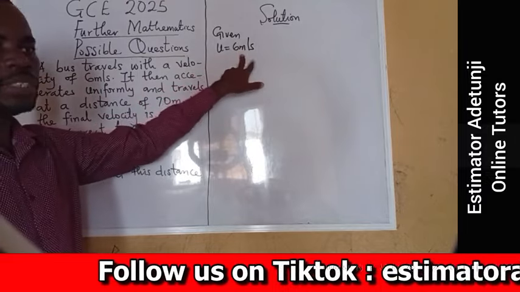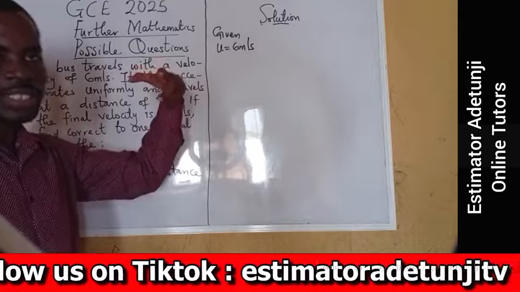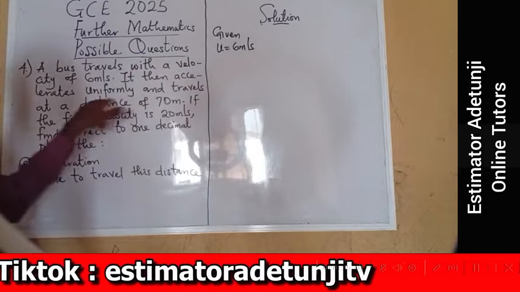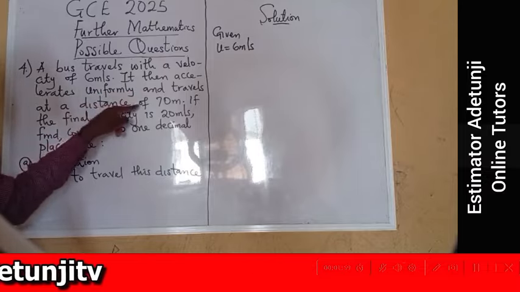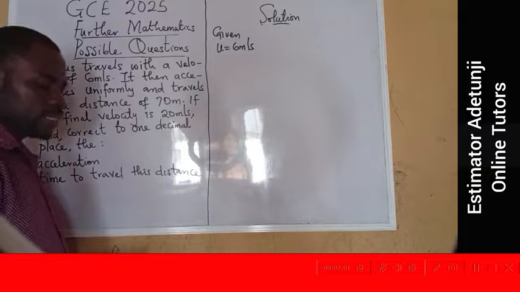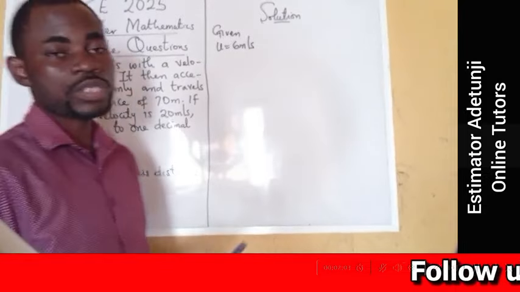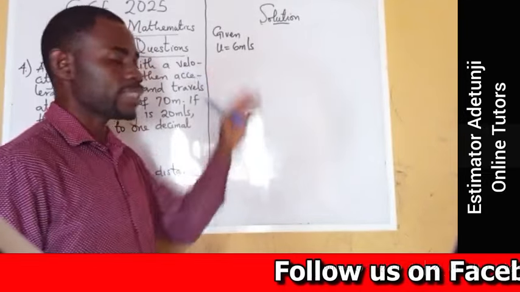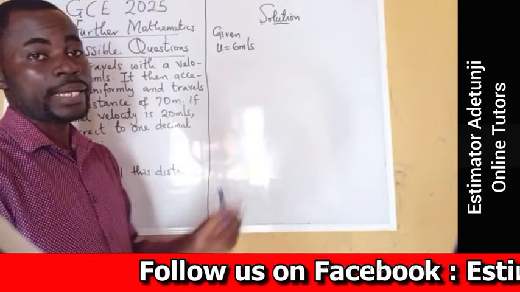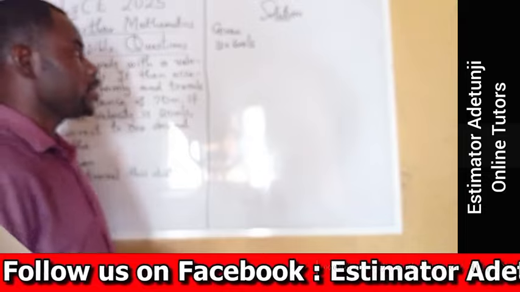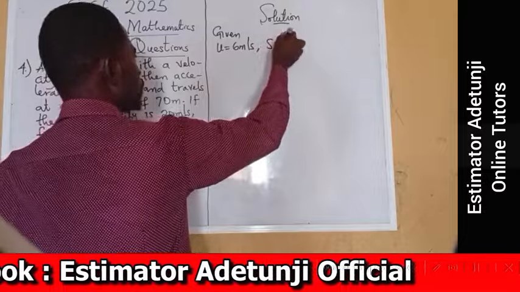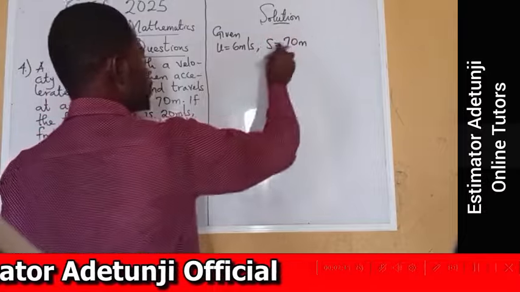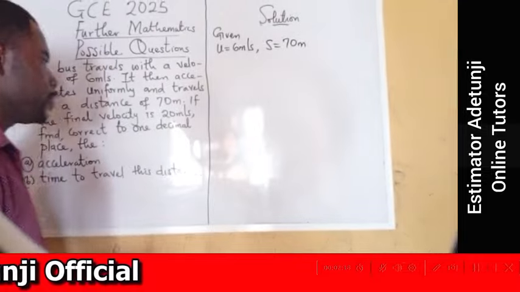After achieving this velocity, it then accelerates uniformly and travels a distance of 70 meters. Maybe it was moving gently at a velocity of 6 meters per second, and later, maybe the road is clear, it increased the movement. So we have the distance, our s, which is 70 meters. We use s to denote distance in physics.